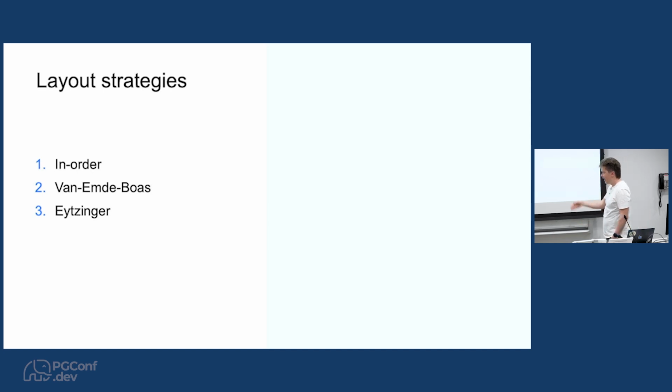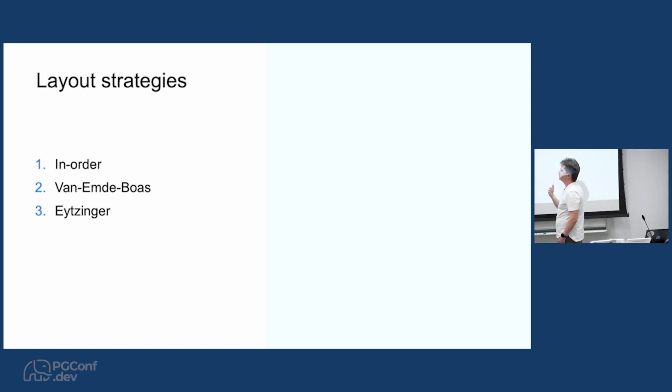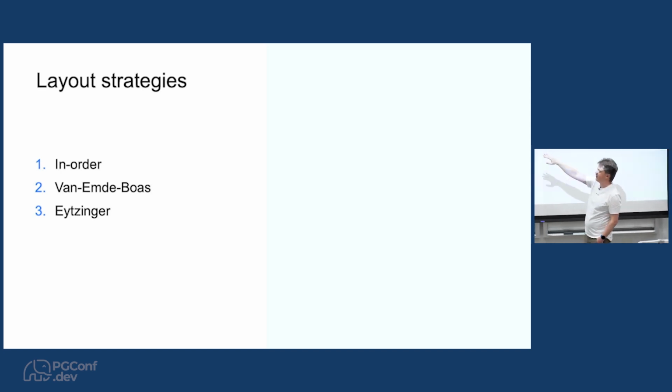Thinking about it, I had 3 different ideas. First one was like in-order strategy. Basically no strategy. Third strategy is Eytzinger layout, which I was discussing just before. And another one is van Emde Boas layout, and it assumes that we can try to prefetch always the left turn.